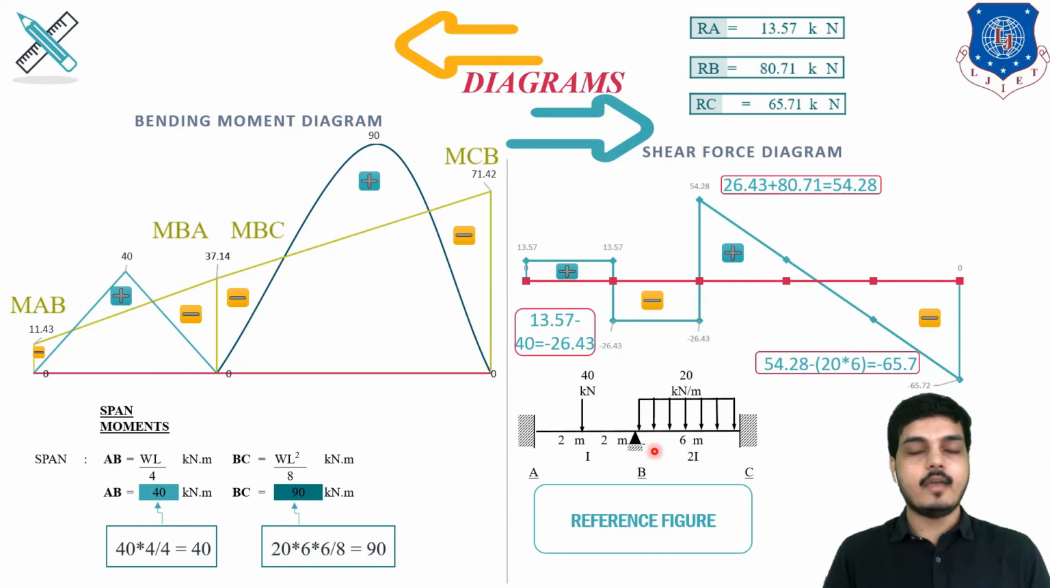Now at this point I am having RB. So RB value is 80.71. So 26.43, which is negative, plus 80.71, will give 54.28. Now after that there is a continuous UDL. So 54.28 minus 20 multiplied by 6, to convert into load the UDL will be length into UDL. So after subtracting this, we will be getting minus 65.7. And at C, I am having RC 65.7, which will be my closing value.